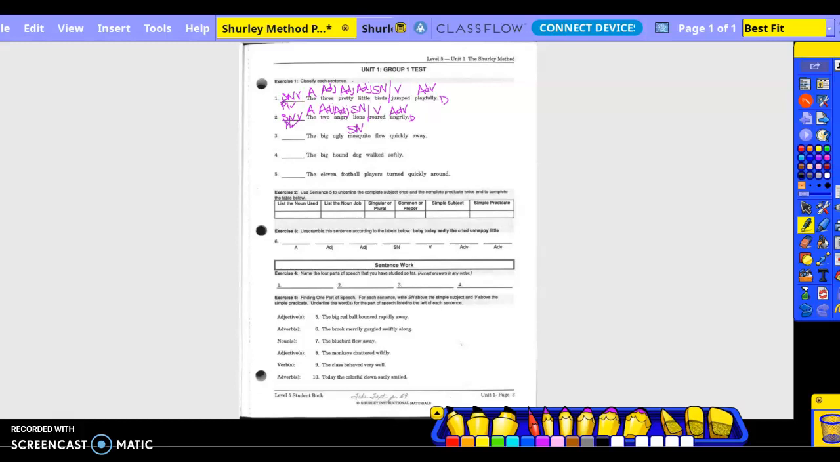What is being said about the mosquito? Flew how? Flew where? Adverb, right? Okay. Then what kind of mosquito? Ugly, adjective. What kind of mosquito?